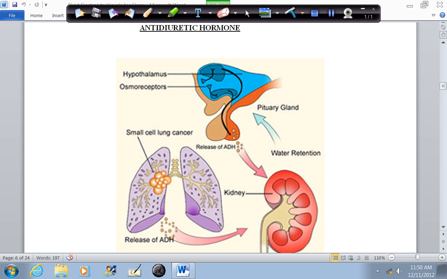This picture over in the lower left showing the lung cancer is just illustrating the fact that cancer can replicate this. Cancer can cause its own antidiuretic hormone, which can totally mess up the body's homeostasis. Cancer is not part of this lecture, it was just part of this slide.